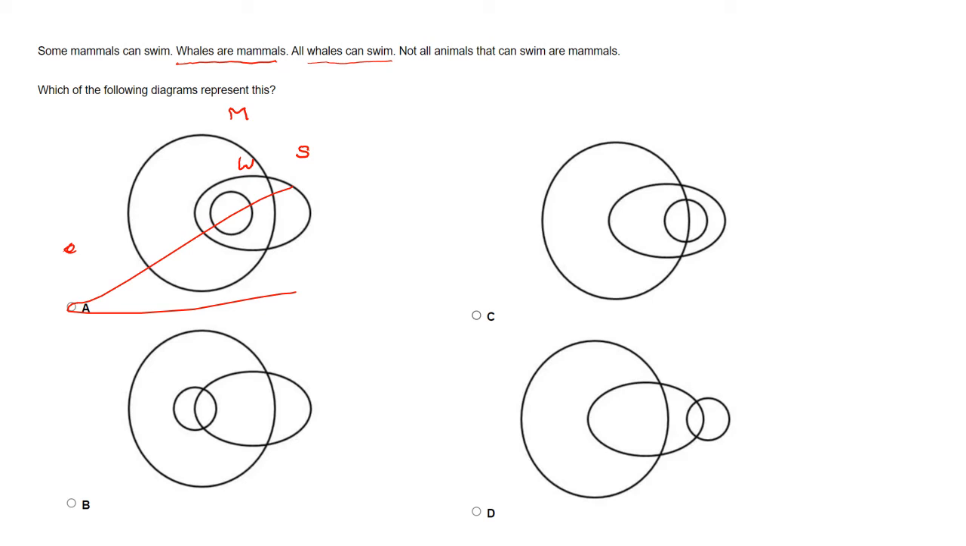But that was one that you could get very quickly by spotting that the whales have to be a subset of two different big sets, and therefore the whale space has to be fully contained within two separate other spaces, and that was only true for A in that one.